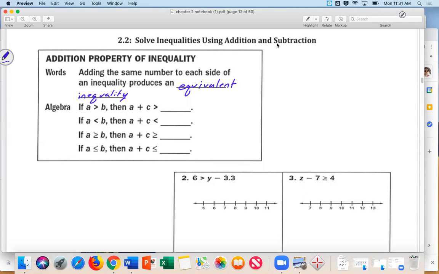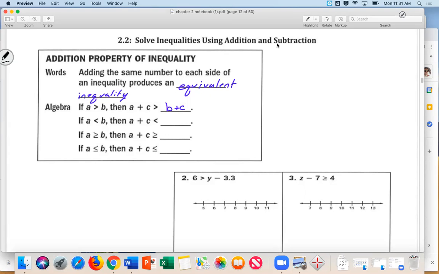This is what it means. Ready? A is greater than B, right? So if I add something to A, and I add that same thing to B, that inequality is still going to hold true. Okay? Watch. This is me thinking. You don't have to write this down.